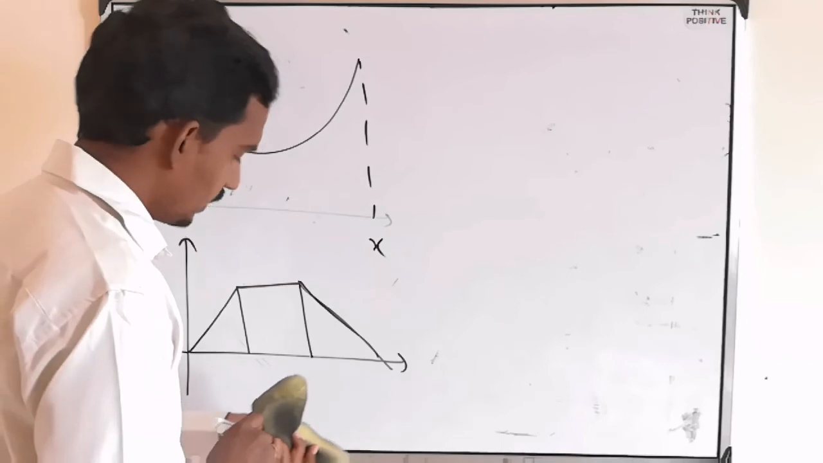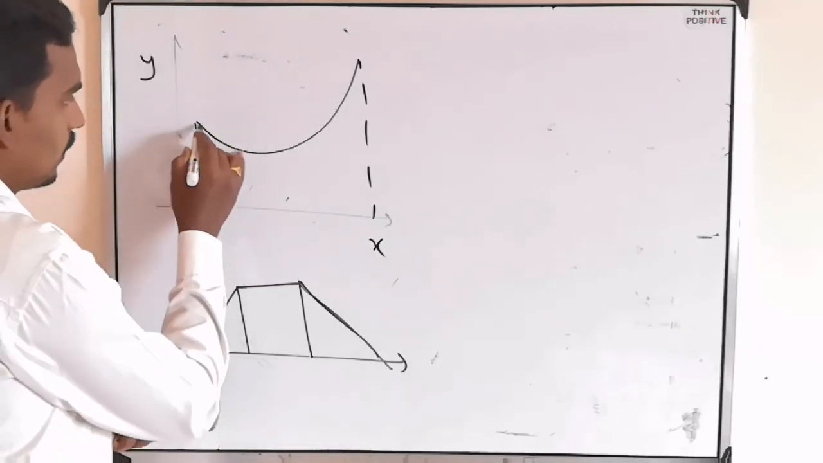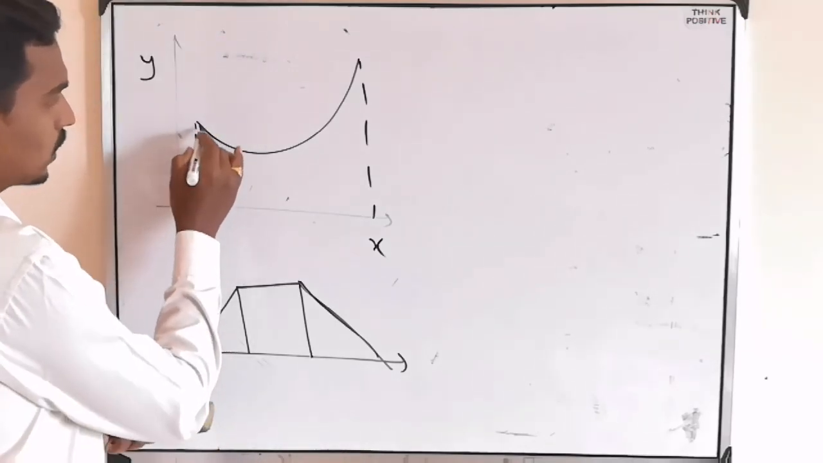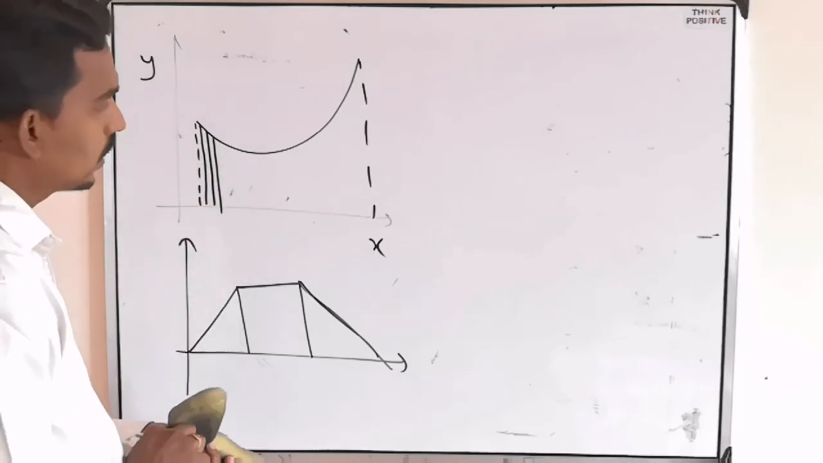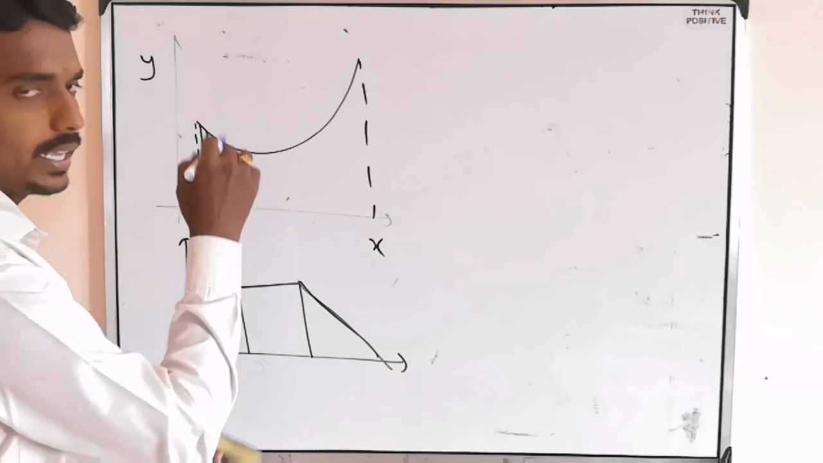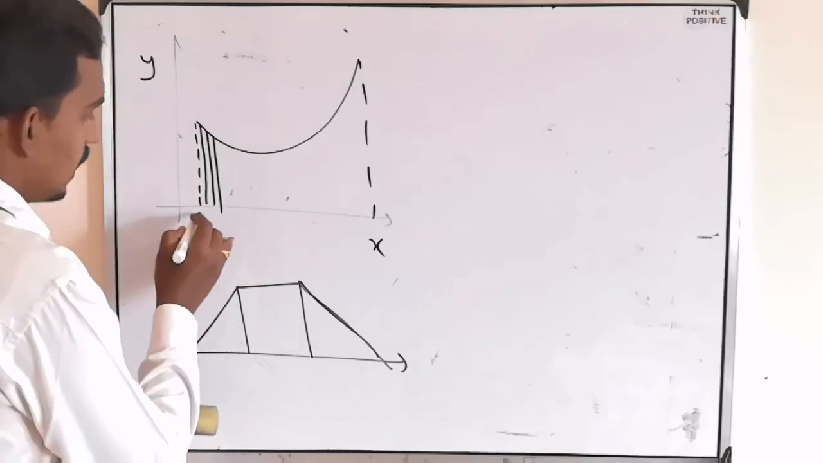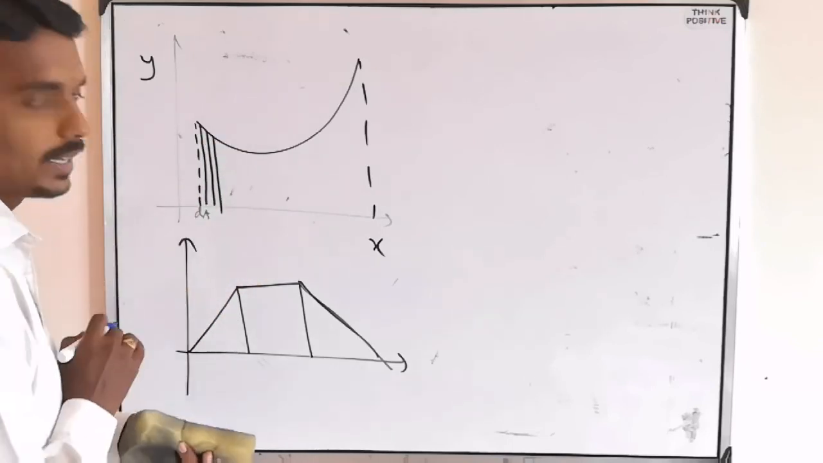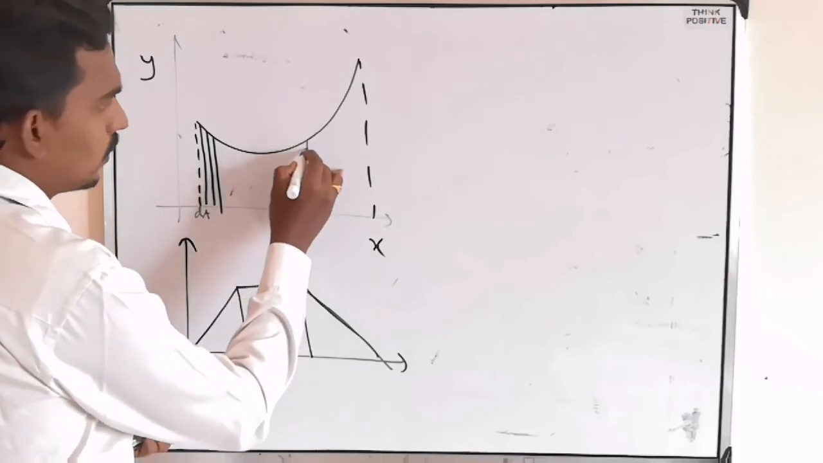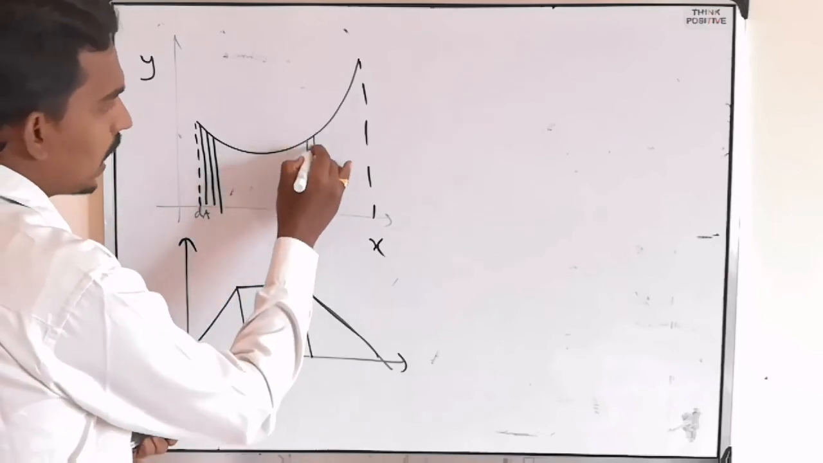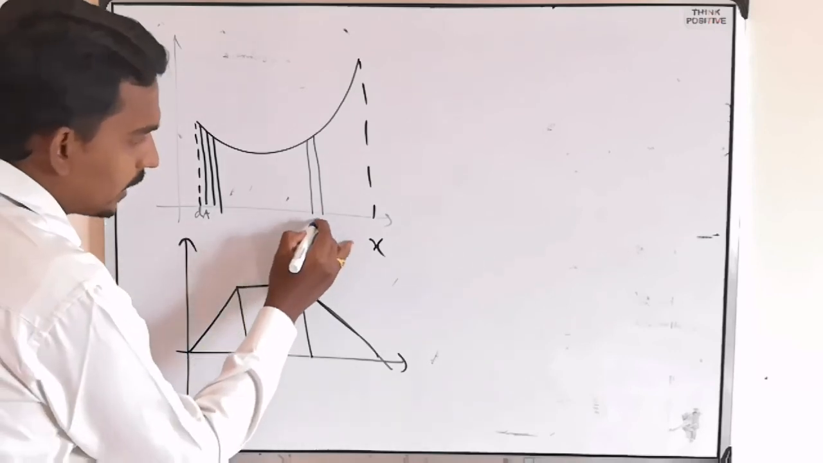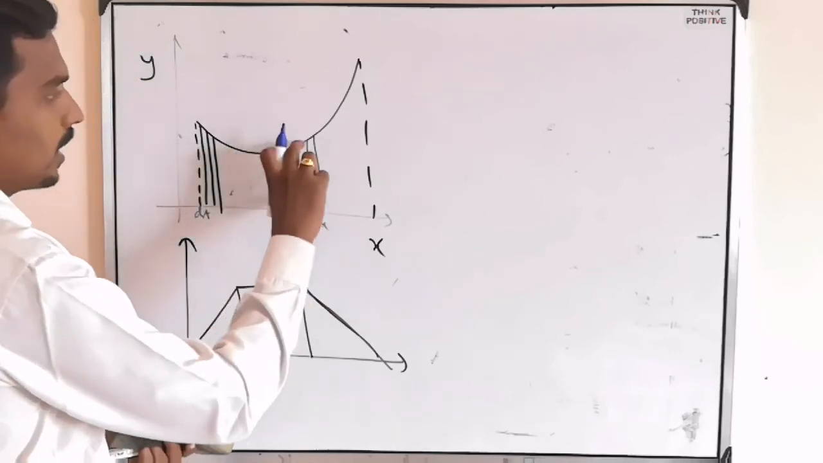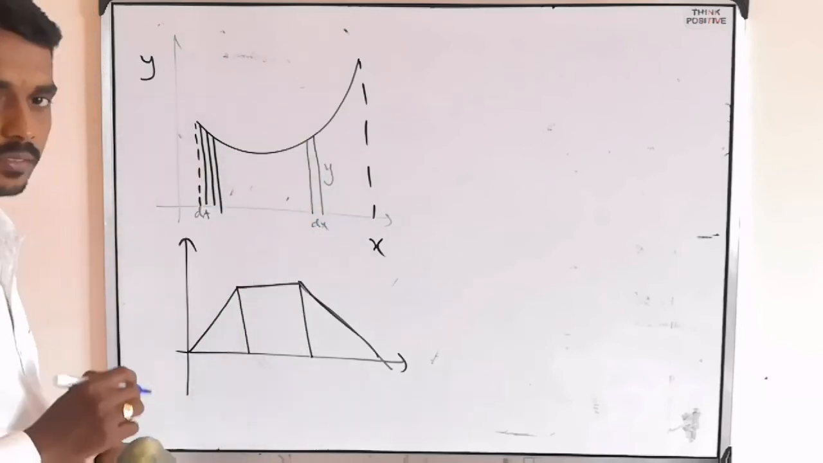Then what will we do? We will do it this way. We will divide this total area into small strips, and let each small area be dA. Now one such small area you consider here, having width dx, and the y value is y.